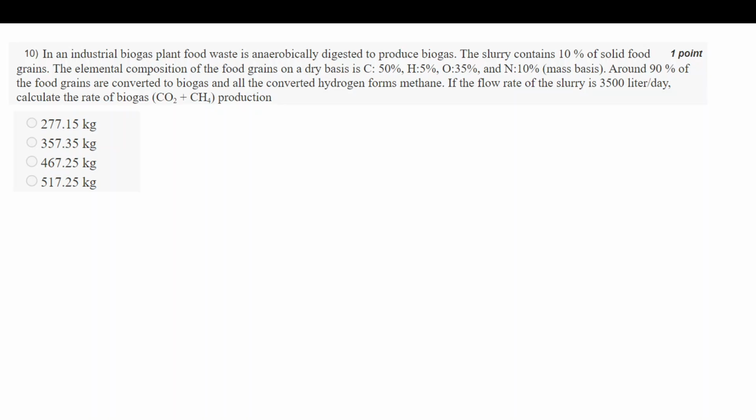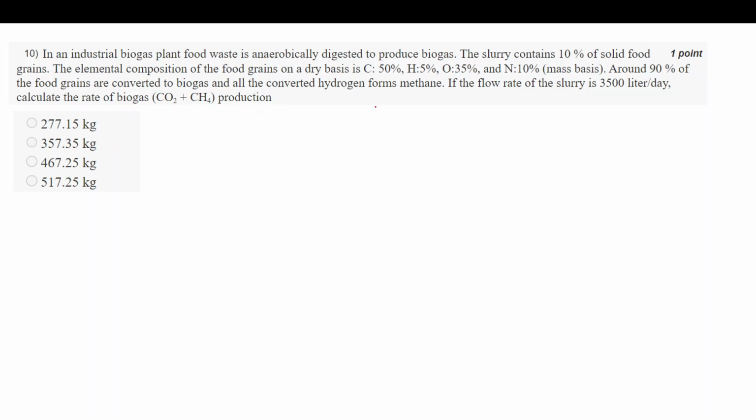Now, the elemental composition of food grains on a dry basis is C 50%, hydrogen 5%, oxygen 35%, nitrogen 10%. On a mass basis, around 95% of food grains are converted to biogas, and all the converted hydrogen forms methane. Now, if the flow rate of slurry is 3,500 liters per day, calculate the rate of biogas production.